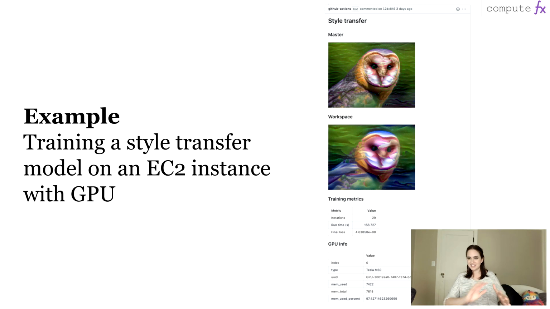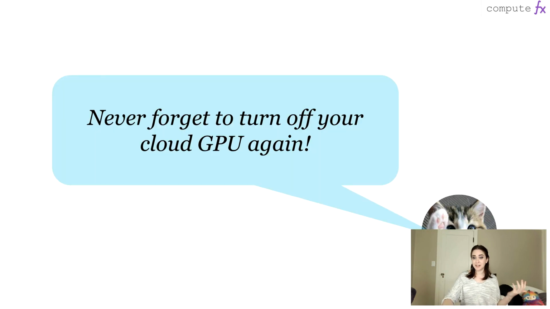But basically with this approach, in the way that we have it right now, we've done things like style transfer model on an EC2 instance that has a GPU. And the cool thing is, you don't have to worry about remembering to turn off your GPU or turning it on. The CI system turns it on and turns it off.